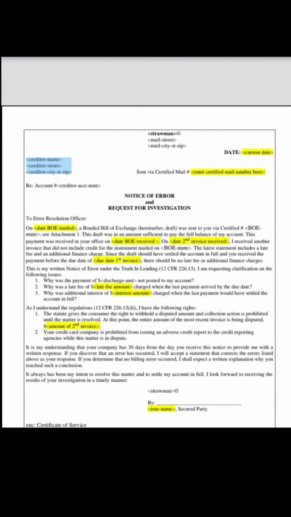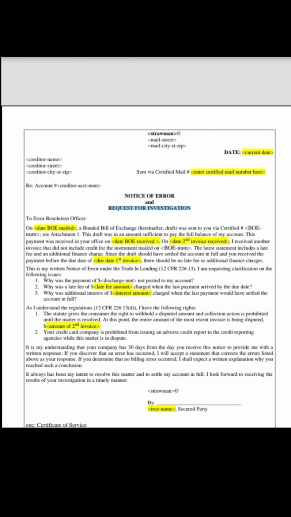<Creditor name>, <creditor street>, <creditor city street zip>. Account hash <creditor acct num>. To error resolution officer. <Strawman> copyright <mail street>, <mail city street zip>. Sent via certified mail hash <enter certified mail number here>. Notice of error and request for investigation.